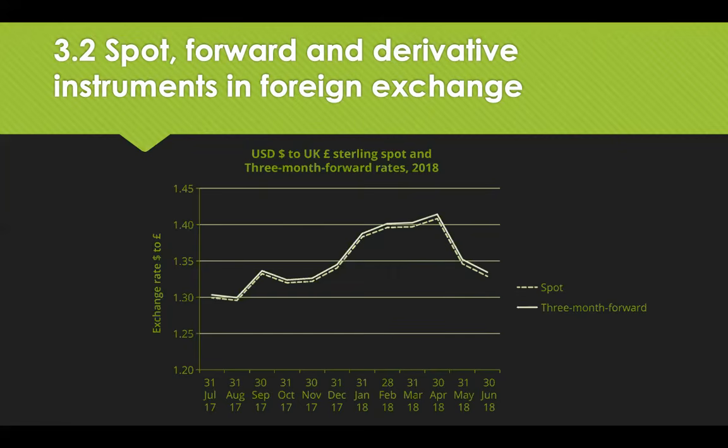A derivative instrument is a financial instrument whose value is based on the performance of a specific asset, such as a commodity like gold, or another financial instrument such as bonds. And a derivative is essentially a contract between two or more parties based on an asset or a number of assets. And the value of that asset determines the value of the derivative.